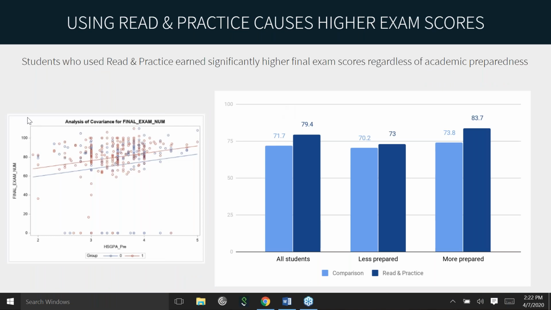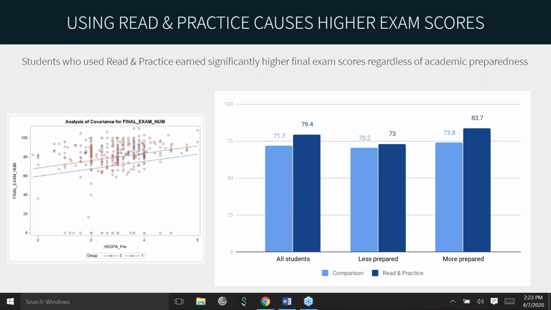What you see here is that there was an impact on the final exam scores when Achieve, Read, and Practice was used. The graph on the right-hand side shows you the breakdown for all students for their final exam scores. So the average final exam score in the courses where Read and Practice was not used was 71.7, versus 79.4 in the sections where Read and Practice was used.